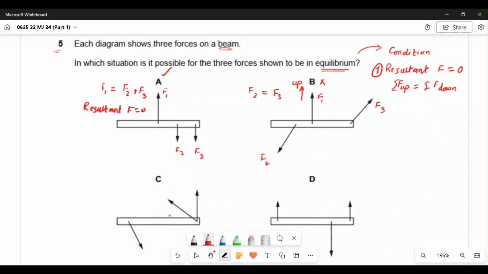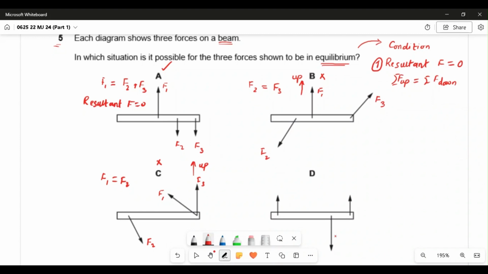Similarly, C, you can say F1 and F2 are almost equal in magnitude and they can balance each other, but still F3 is an extra force that can make it move upward. So this is also out of the chance to be in equilibrium.